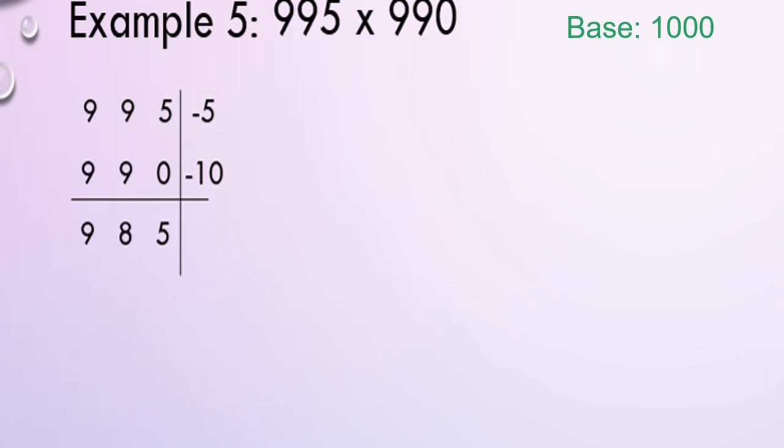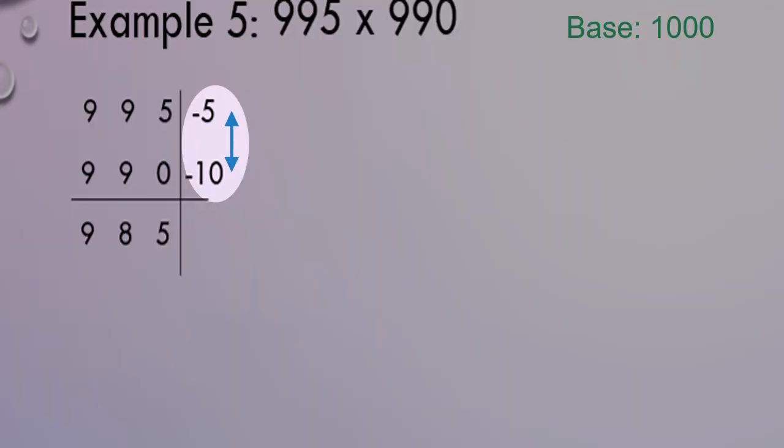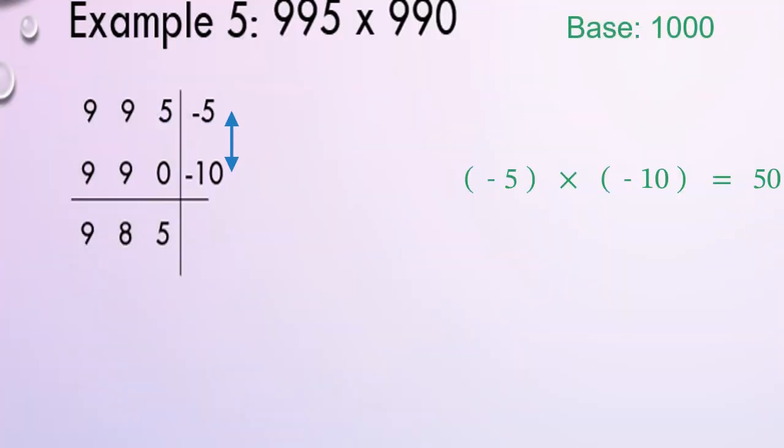Step 3, which is multiply vertically on the right-hand side. Here we have minus 5 and minus 10 on the right-hand side of vertical line, so multiply minus 5 and minus 10, which gives us plus 50. And write 50 in answer line on the right hand side of vertical line.